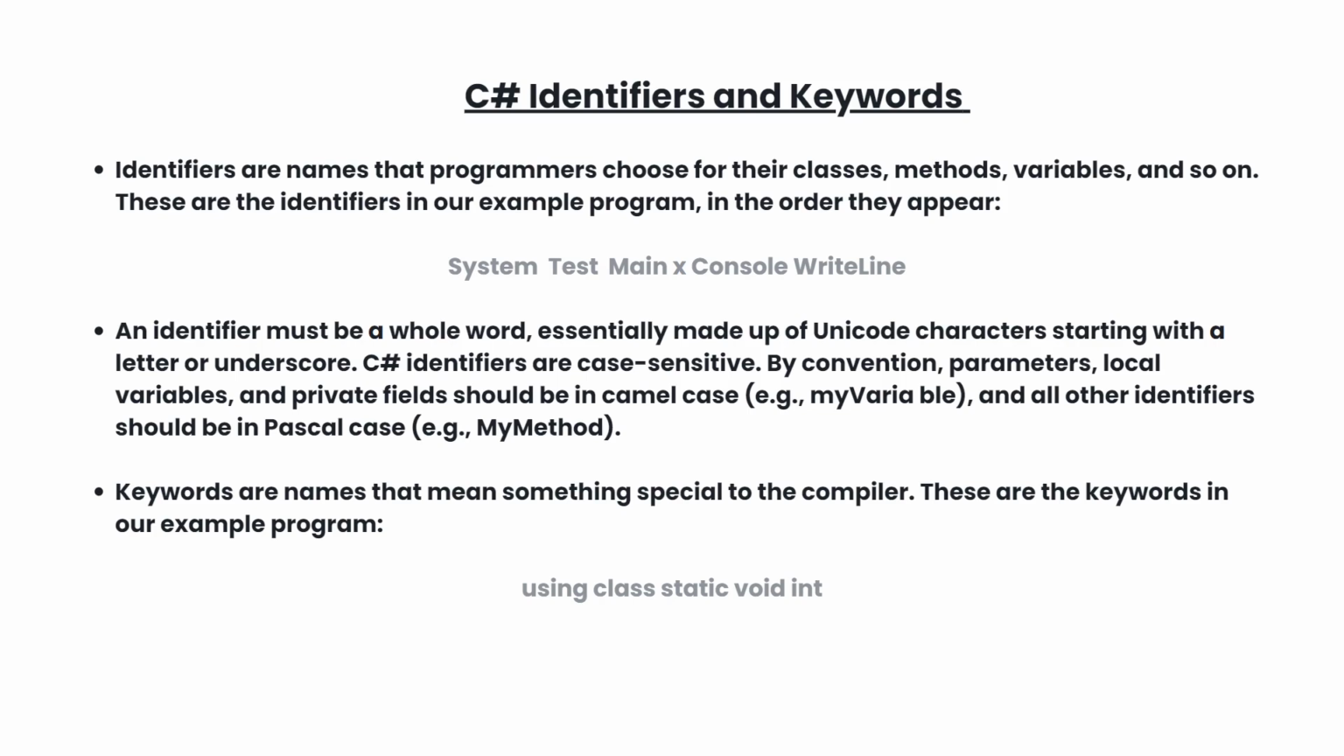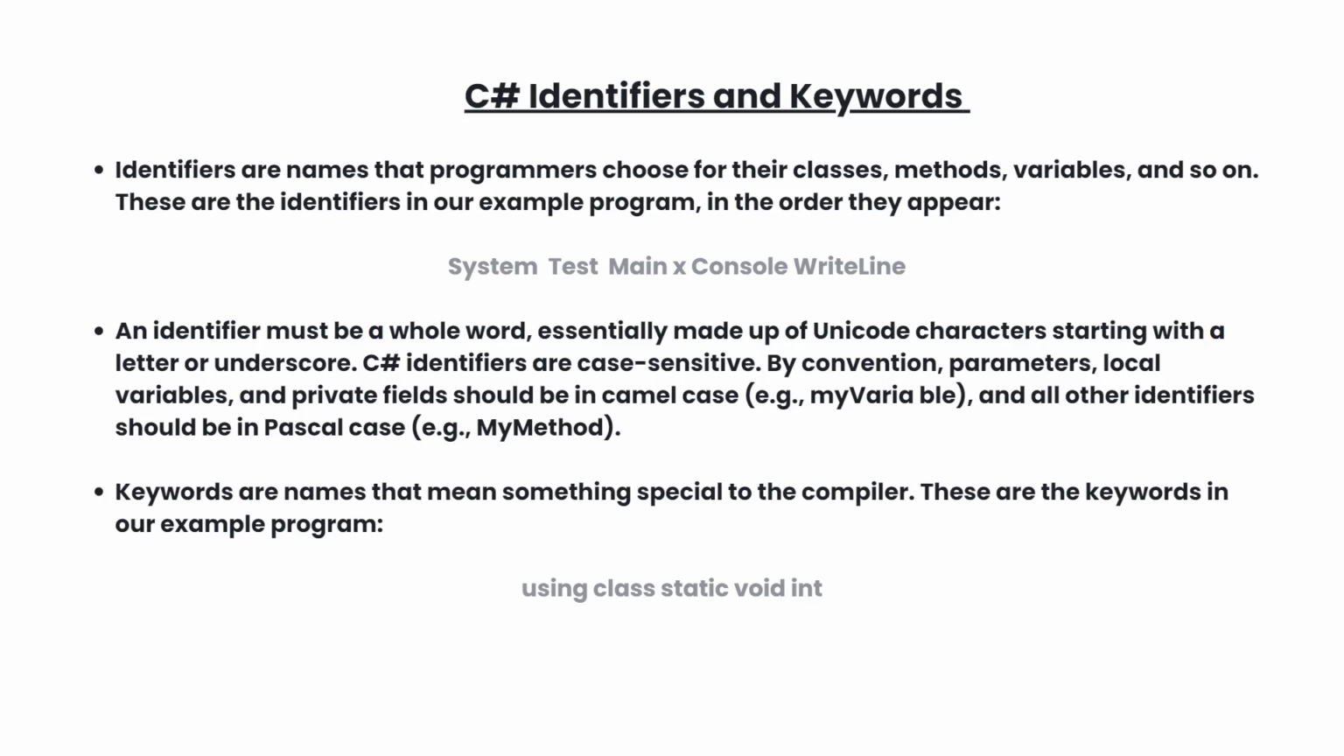These are certain identifiers which are predefined words that are developed and used by the language itself. An identifier must be a whole word, essentially made up of Unicode characters starting with a letter or underscore. C# identifiers are case sensitive. By convention, parameters, local variables, and private fields should be in camel case, and all other identifiers should be in Pascal case. Now we will learn about the keywords.